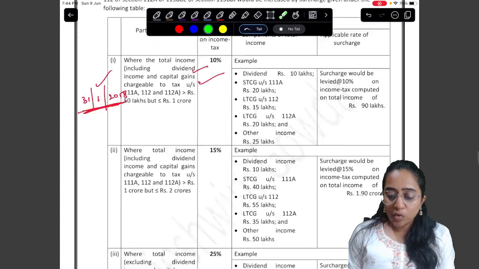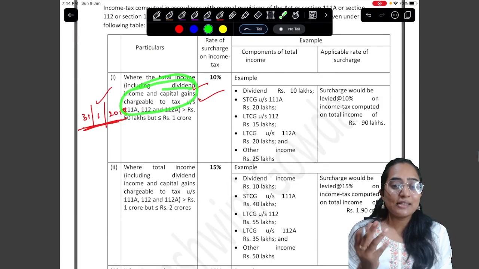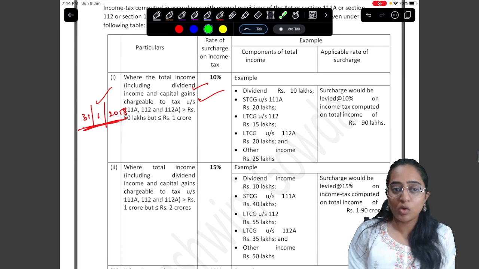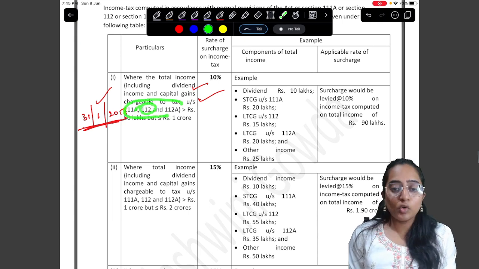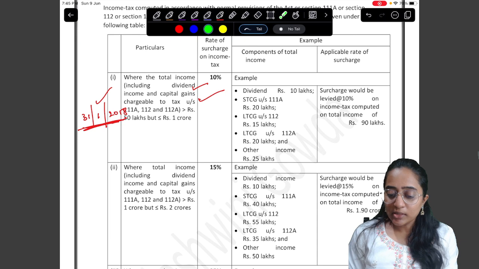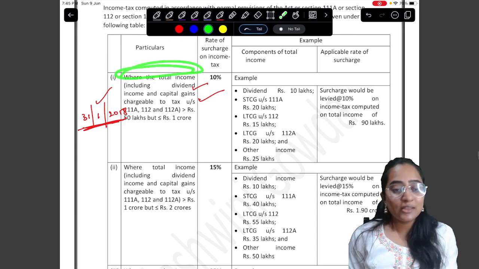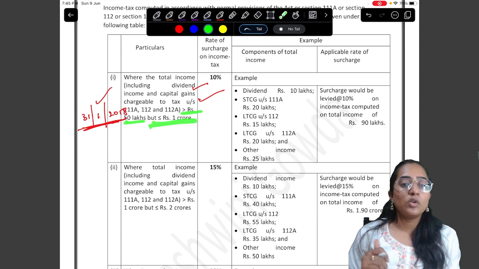Where the total income including this dividend and capital gain. Now we have understood there was certain exemption which was provided before. Now it is not provided. They want to include certain few provisions, that is 112, and these three are going to be considered as special rates of tax. Where the total income including the dividend and the capital gain income is greater than 50 lakh but less than or equal to how much?